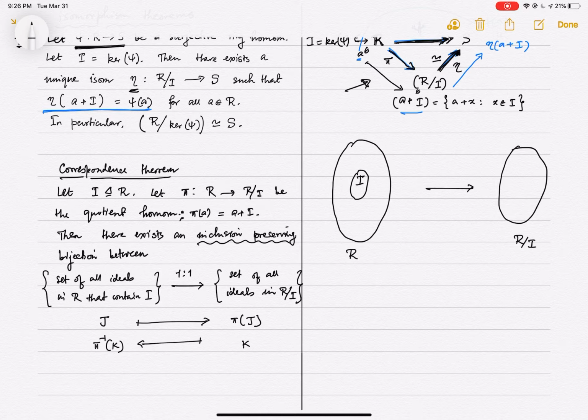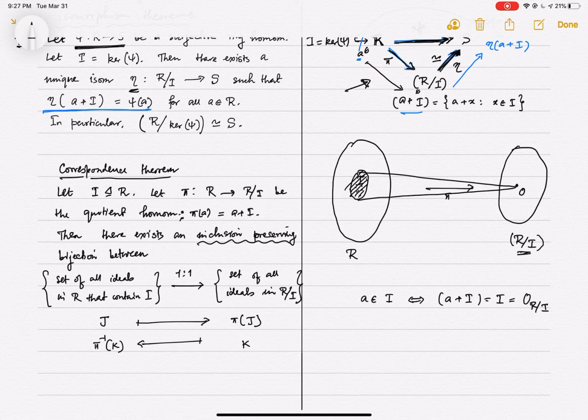And you have this natural quotient map pi. What happens is the elements in I, if you remember, we had this thing: a is in I if and only if its coset is the same as I. But that is the same as the 0 in this ring. So all these things in I go to the 0 of R mod I. When you apply this quotient homomorphism, you kill the things in here. You collapse all those elements to the 0 element. So that's why this quotient is in some sense simpler than R.